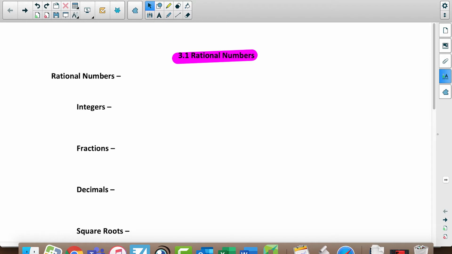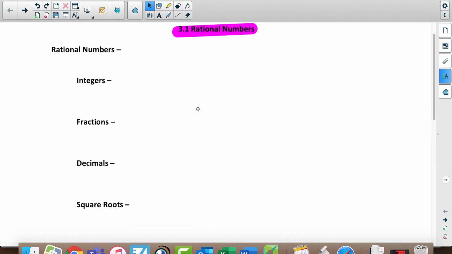A rational number, as you probably know, you've probably done this before, is any number that can be written as a fraction. It doesn't mean it is written as a fraction, it means it can be written as a fraction. So let's start by looking at integers and discussing whether they're rational numbers. Do you know what integers are?